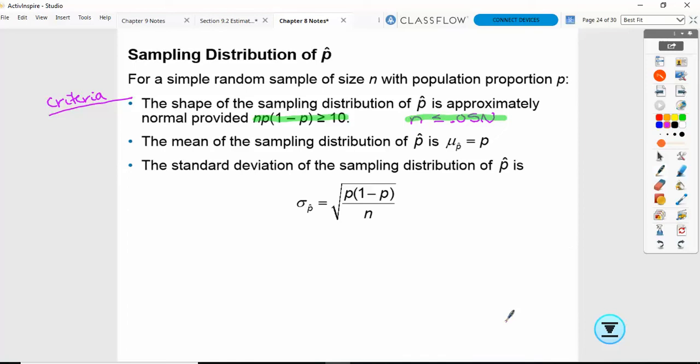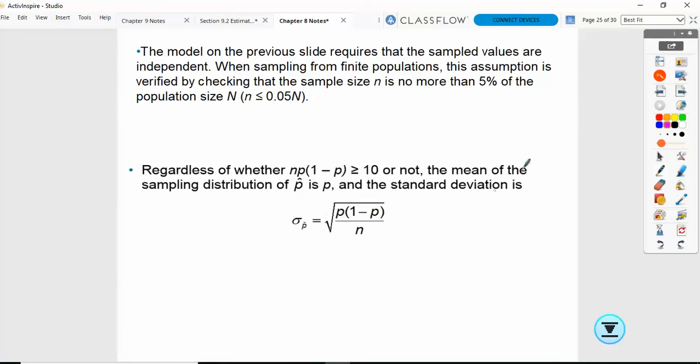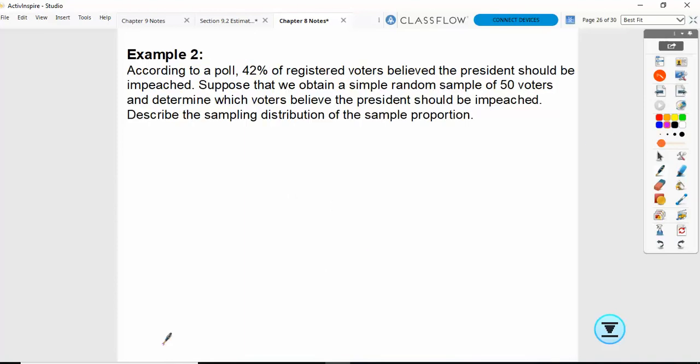So these are the two things. Before I do any of these problems, I'm going to check my criteria. Those are the two things you need to check. So note those. That's not on the formula sheet. But the mean and standard deviation are. So the mean is just our proportion for the whole sample. Standard deviation is the square root of p times 1 minus p over n. So now we're just going to do a few examples with this. This is what I'd already said, that it had to be more than 5%.